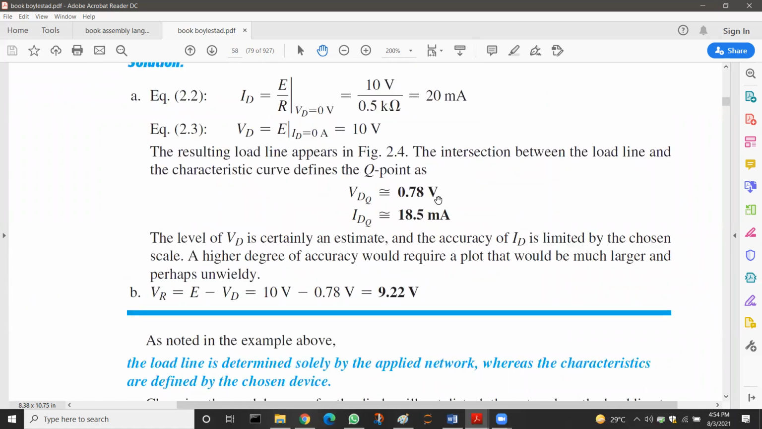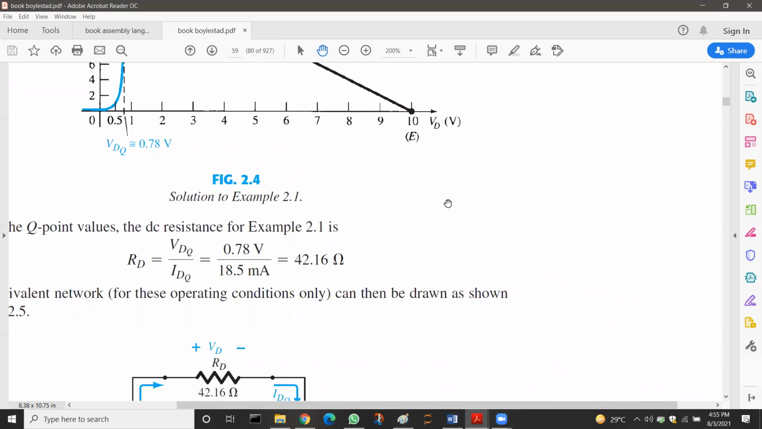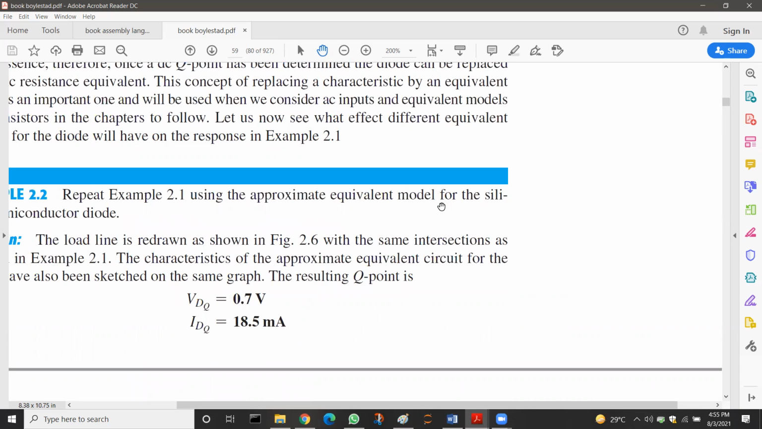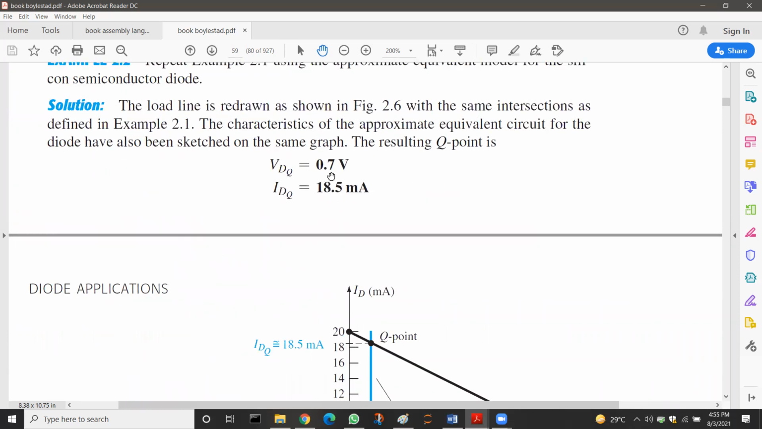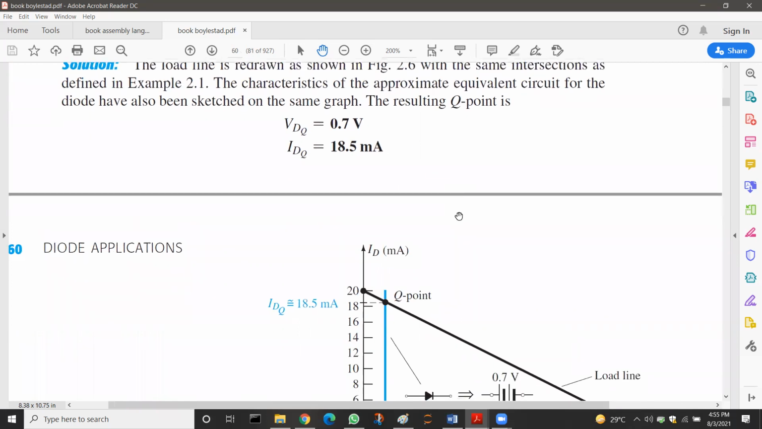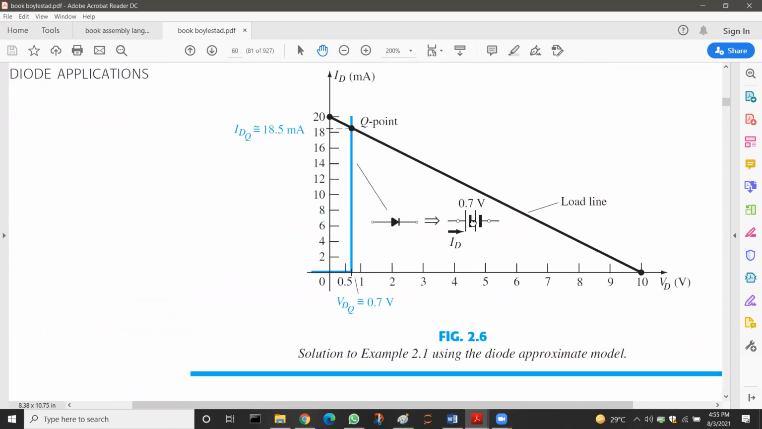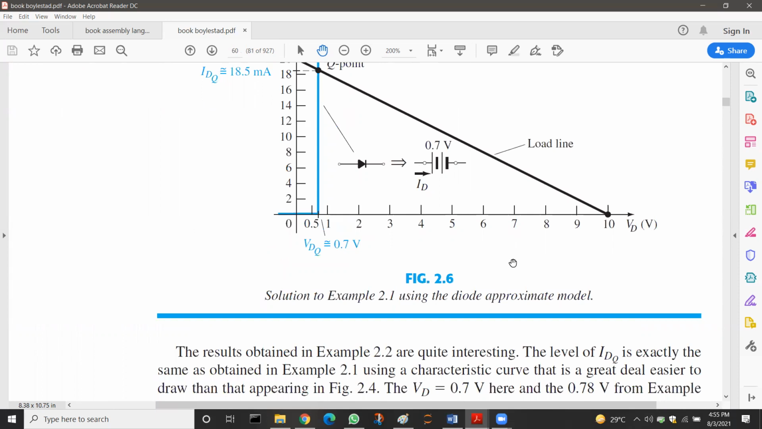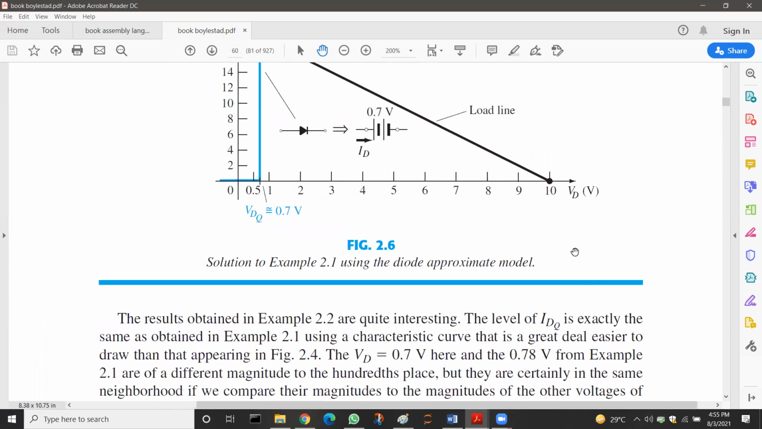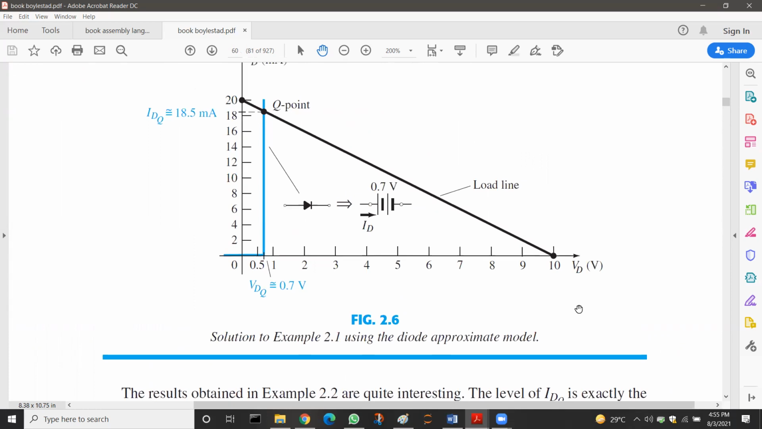VDQ was 0.78 volts, whereas here if you see, it is primarily 0.7 volt, so there is about 0.1 volts of difference between these two methods. But in the current values there is not much difference, which shows the potential of using the approximate diode models in different computations.